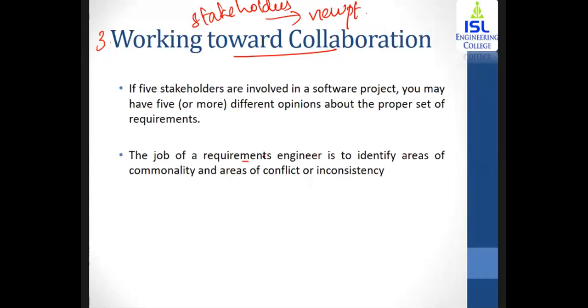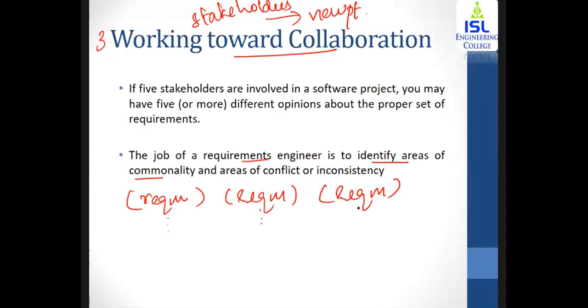Now, the job of the requirement engineer is to identify the different areas of commonality. You've got different stakeholders, and each and every stakeholder is going to have its own requirements that he wants within the software. So you're going to have a list of all those requirements from different stakeholders. Within the list, what are the common areas that you're going to find across each and every stakeholder? That is going to be identified: the areas of commonality and the areas of conflict, that is, where they're disagreeing. You're going to identify those areas of conflict and inconsistencies, where your requirements are not complete.